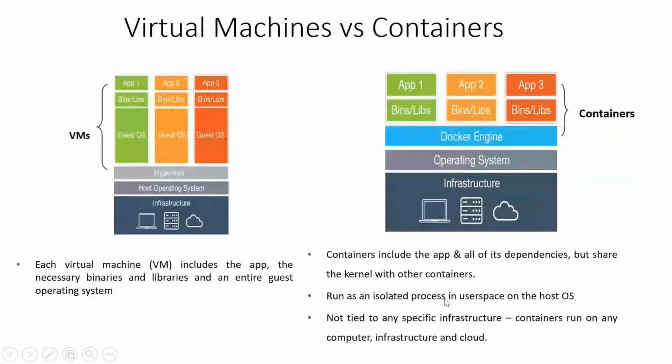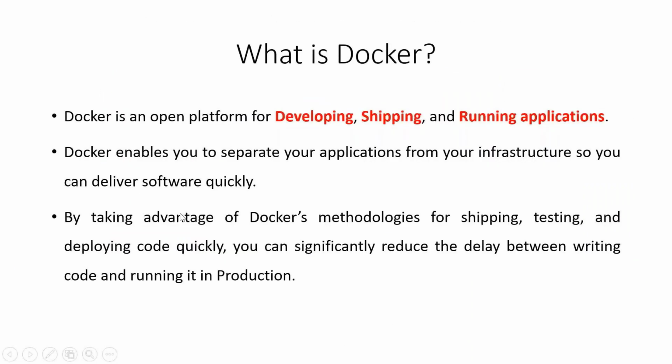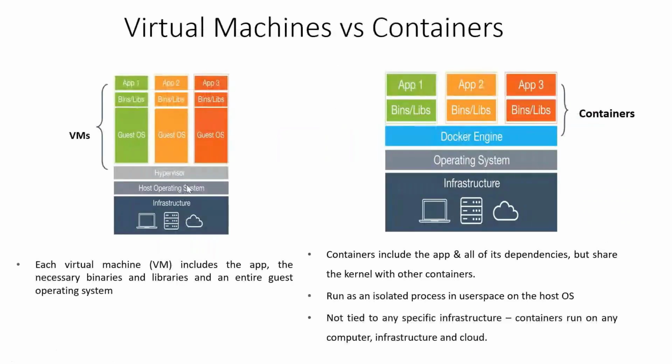And this is the diagram which is going to give you a clear idea. On the left, you see the infrastructure. On top of it, you have a host operating system, then a hypervisor, and using that we can build different VMs. On the right, we have an infrastructure, but we have a Docker engine, which helps us manage all these containers. So Docker is basically going to help us in managing all the containers, right? So yeah, this is the thing.